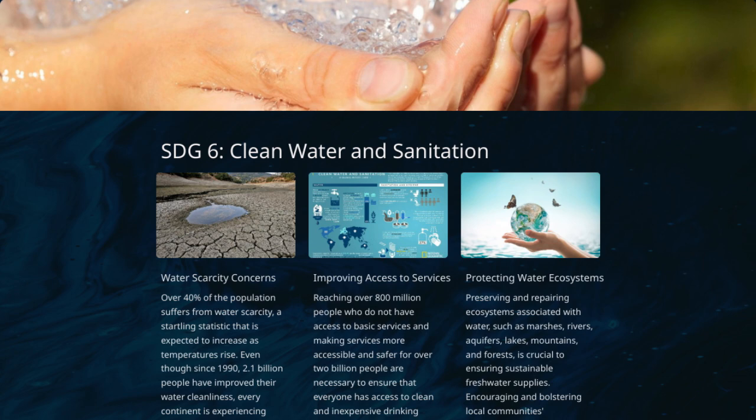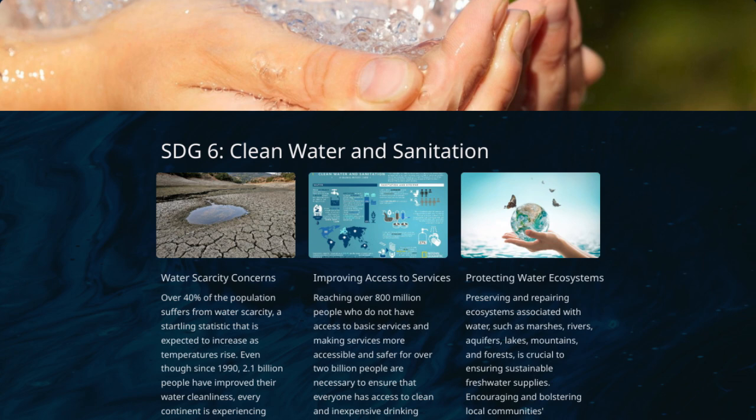Now, when we look at access to clean water and sanitation, the numbers are sobering. Over 800 million people still lack basic water services, and more than 2 billion people don't have access to safe and affordable drinking water. Back in 2015, 2.3 billion people didn't even have basic sanitation, highlighting the urgent need to improve these services.